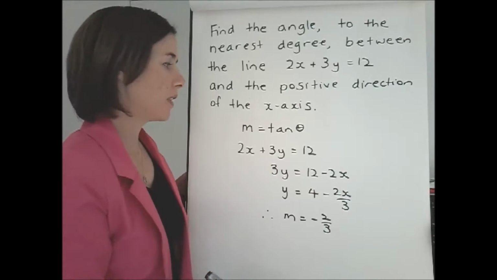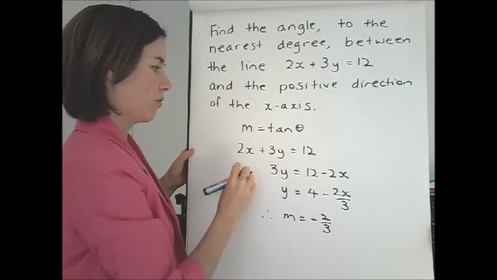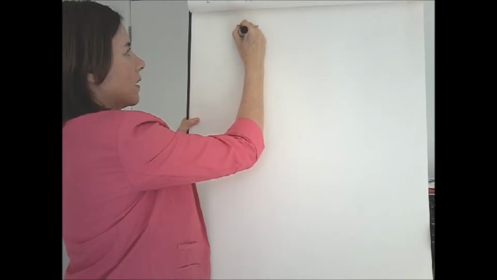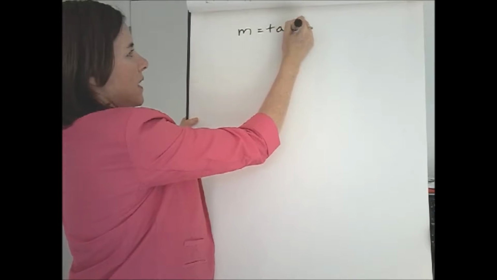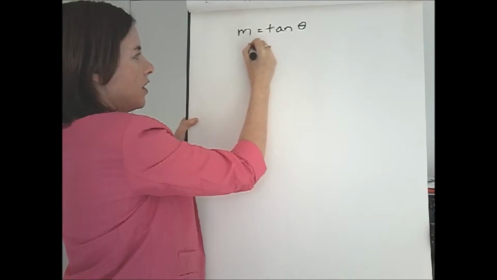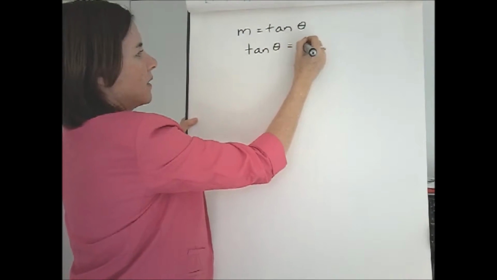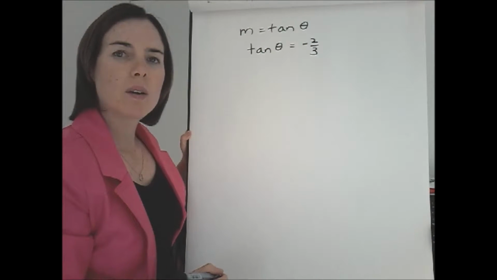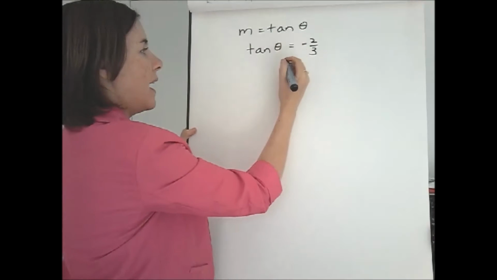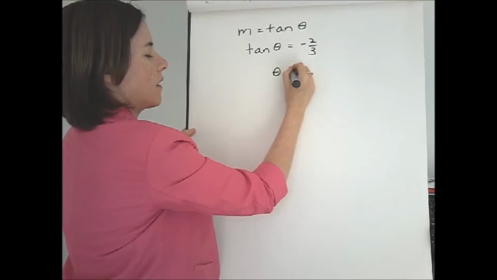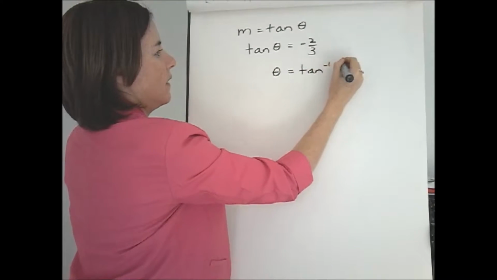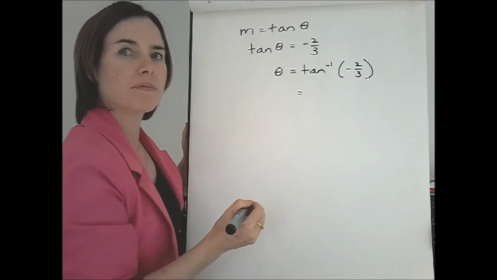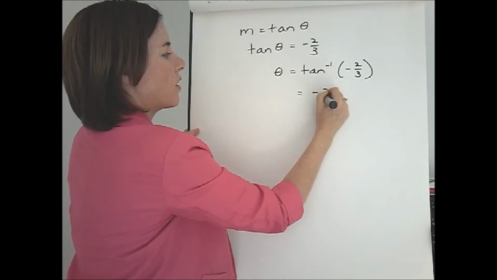I need to now put that gradient into this rule. So m is equal to tan theta, therefore tan theta is negative 2/3. Put that into your calculator and you will press theta is the inverse tan of negative 2/3, and you'll find that you get an answer of negative 34 degrees.